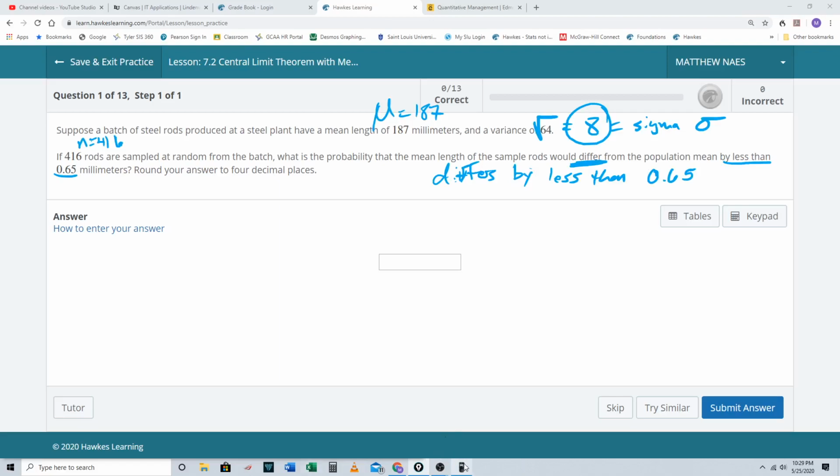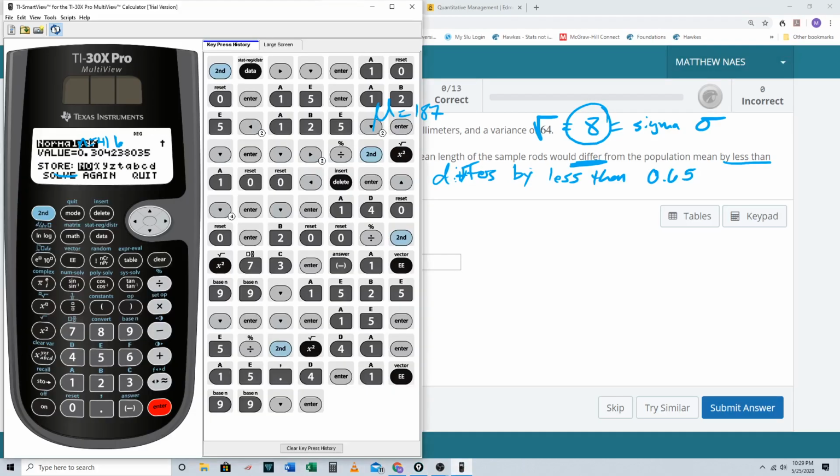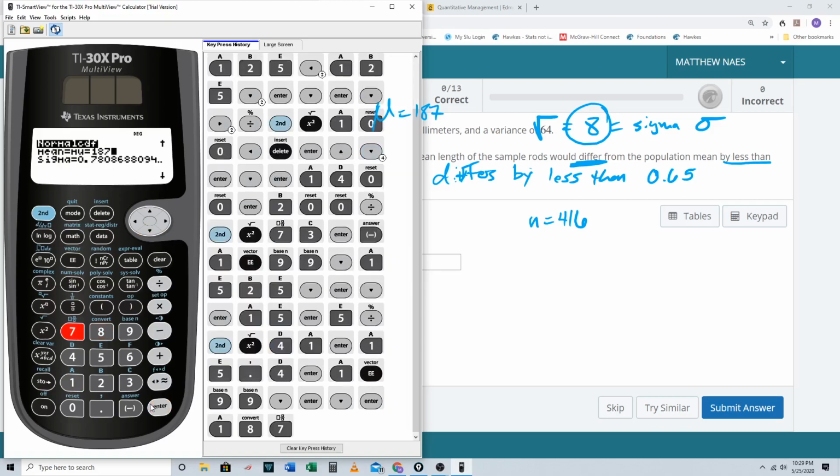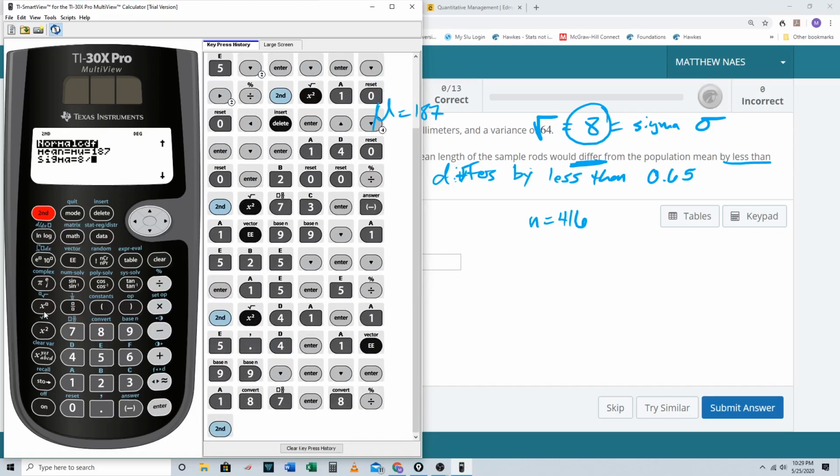All right, n is 416. Let's write that down before I forget. N equals 416. We put it in very similar, so we go to solve again. This time mu is 187. Sigma is 8 divided by the square root of 416.